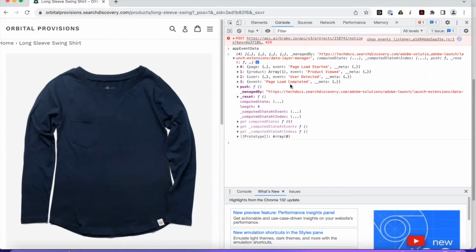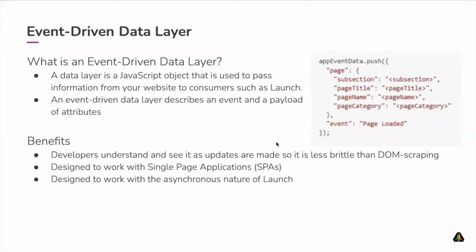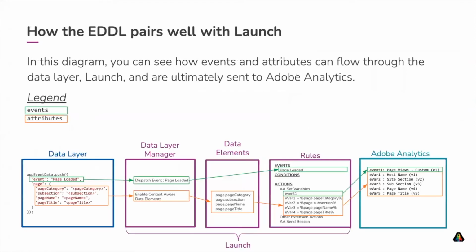This makes it very easy to work with single page applications, and it allows us to process the information whenever it becomes available from the back end, rather than trying to time things, which can cause problems. So to go into a little bit more on the event-driven data layer, effectively the event-driven data layer is a set of attributes about a particular event, as we mentioned. We mentioned the benefits to single page applications, and it's designed to work with the asynchronous nature of Adobe Launch. And effectively, this is a more long-term way of tracking than doing something like scraping the DOM or waiting for a particular item to occur and looking for something in the background.